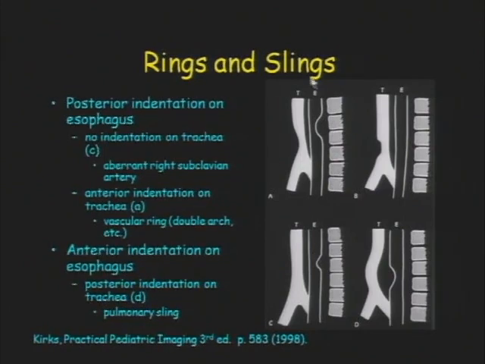The ones we worry about are the true rings and slings, which are either the anterior impression on the trachea and posterior impression on the esophagus, or vice versa. Posterior indentation on the trachea and anterior indentation on the esophagus. This is the double arch, and this is the pulmonary sling.